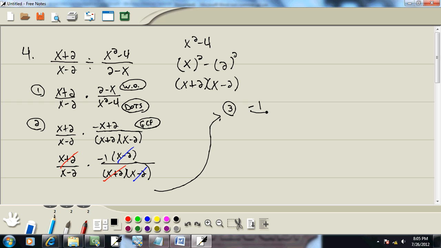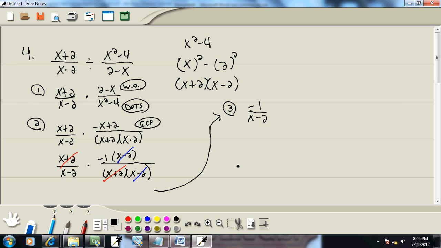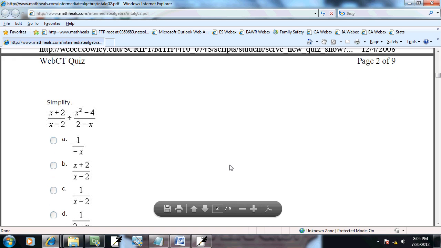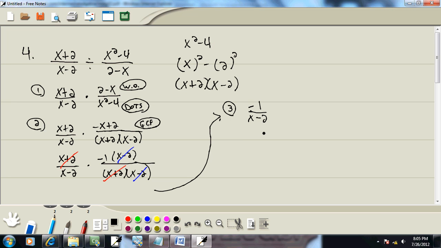So let's see, we've got negative 1 on top and x minus 2 down below. Now we don't have to do the last step because, well, it's as simple as it can get. So let's see which one we have. They put the negative back down below. I hate that. That's not in standard form, but oh well. What they did is they take that negative, they put it back downstairs, like that.